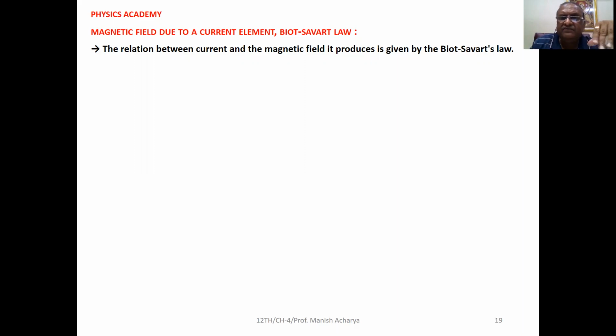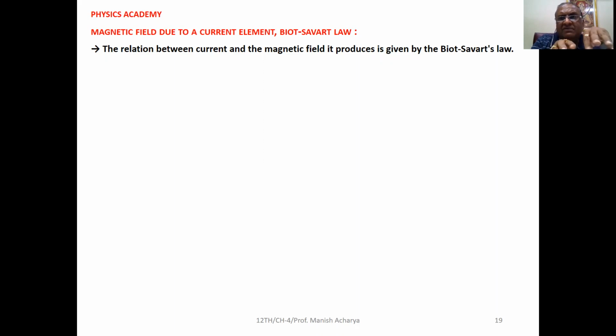So then after, two scientists, Biot and Savart, represented the relationship between the current and the magnetic field produced by it.